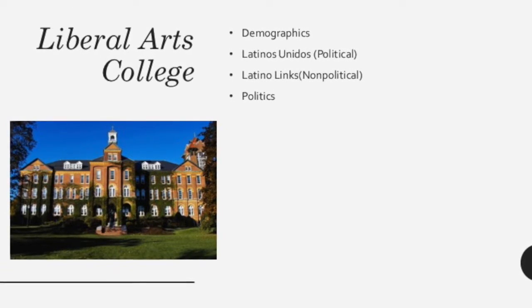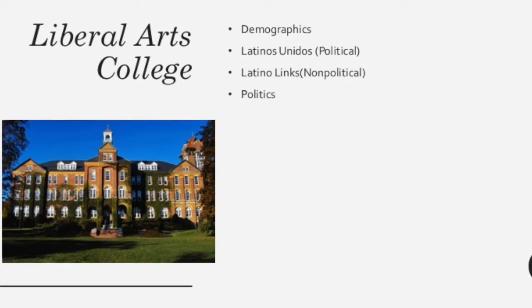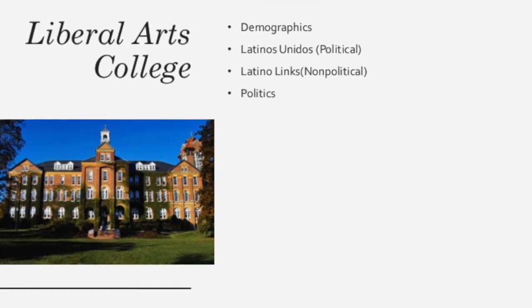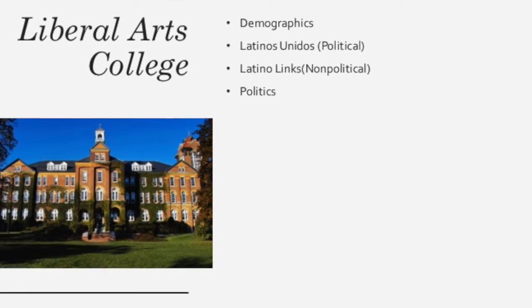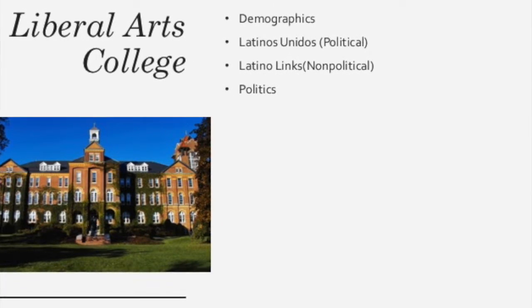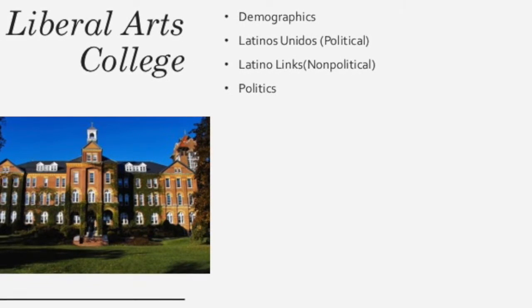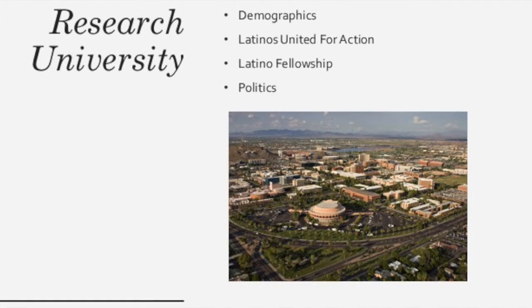They had two political groups, Latinos and Neos, which is political, and Latino Links, which is non-political. Ultimately, after researching them, both groups were found to not be political. They were very grateful to the campus for the support that it gave them and felt a strong connection to their university. So by being politically active, they thought maybe they would be betraying that connection they have to the university.